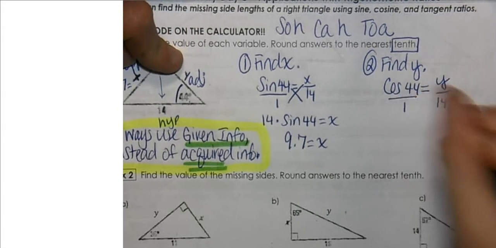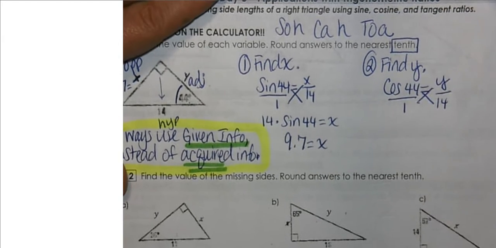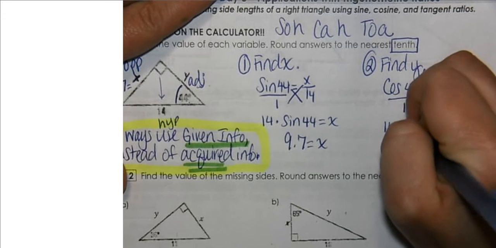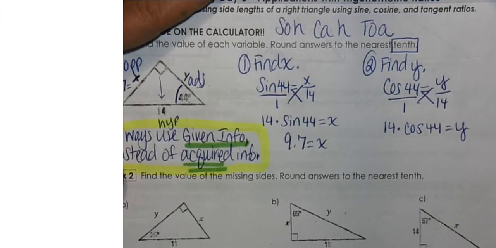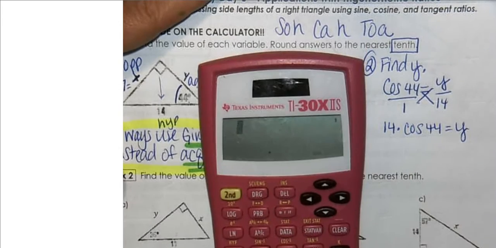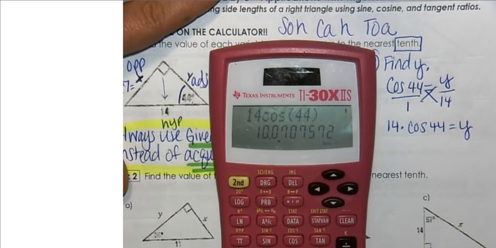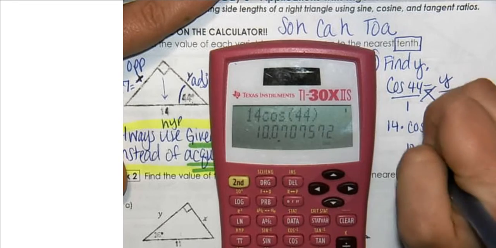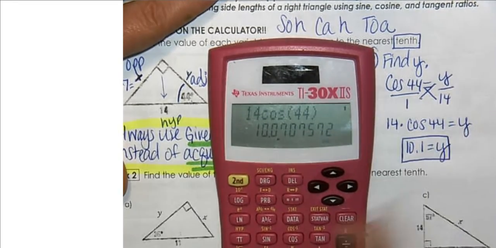Cosine of 44 is just a number, and we can put that number over 1 and use cross product to find y. So this is 14 times the cosine of 44 is equal to y. Now I'm going to put this into my calculator: 14 times the cosine of 44. When I round to the nearest tenth, I end up with 10.1. And there is our answer.